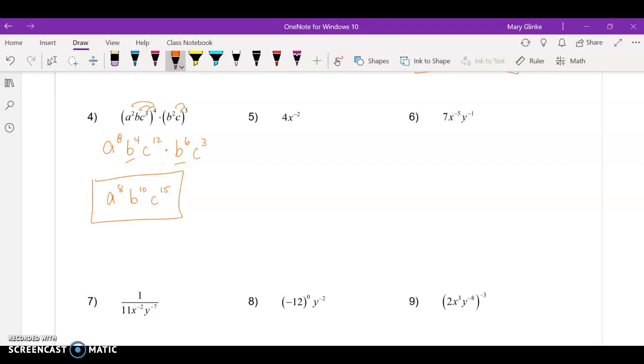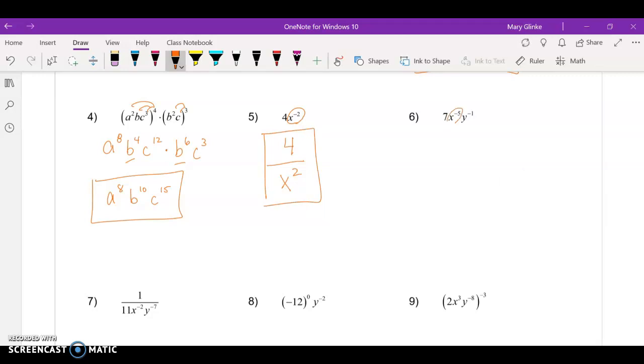Number 5, you have to be very careful about what is being raised to the -2nd power. Right now, it's only the x that's being raised to the -2nd power. So the 4 is going to stay where it is. The x to the 2nd, that's the only thing that's going to move down to the denominator.